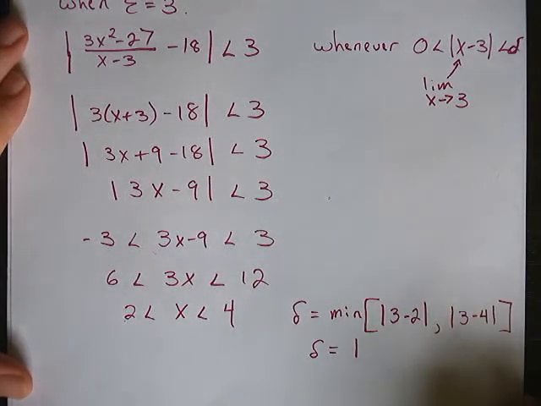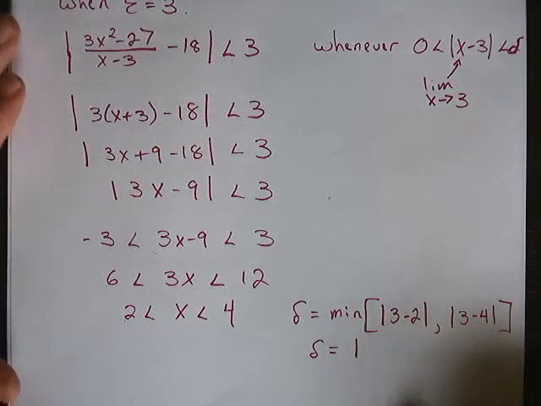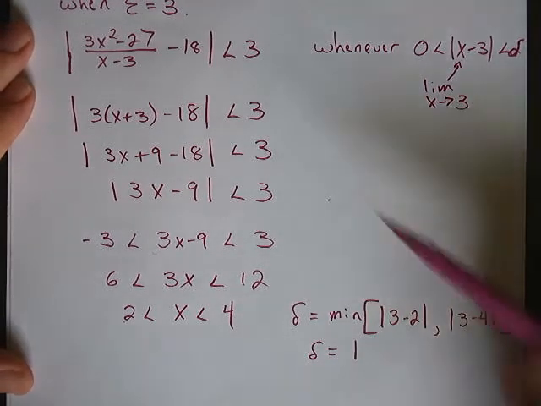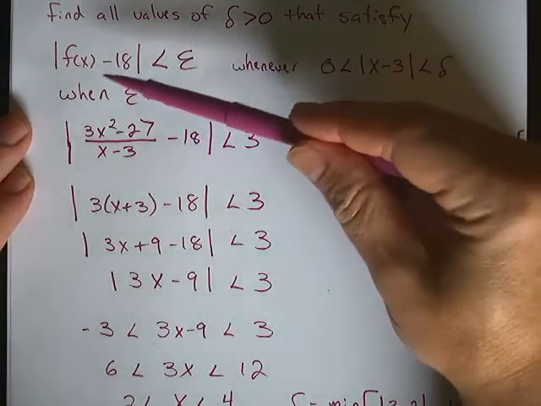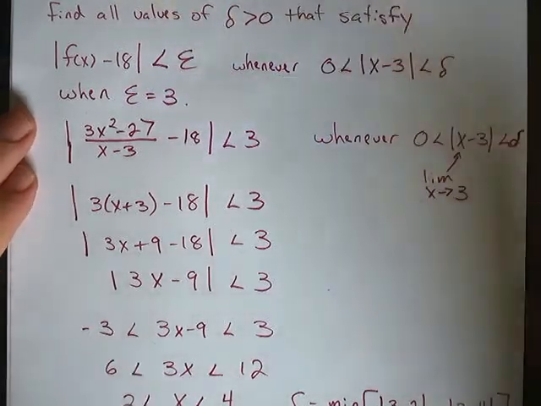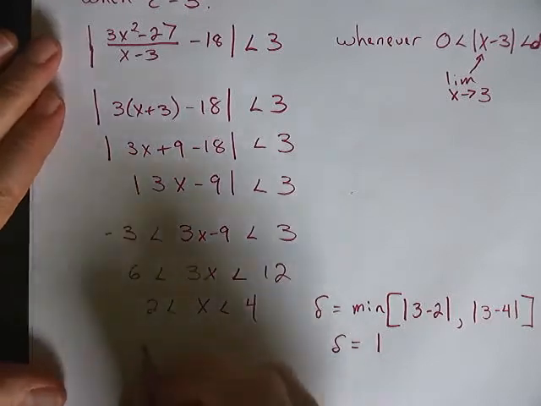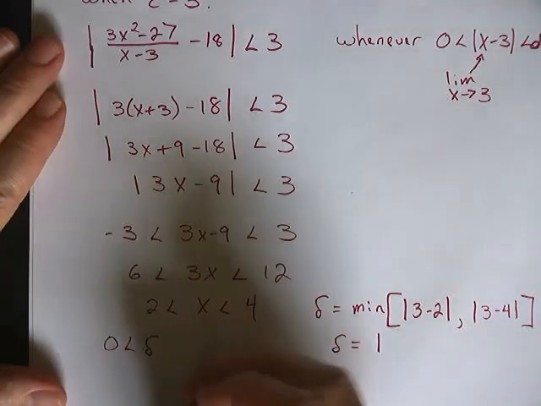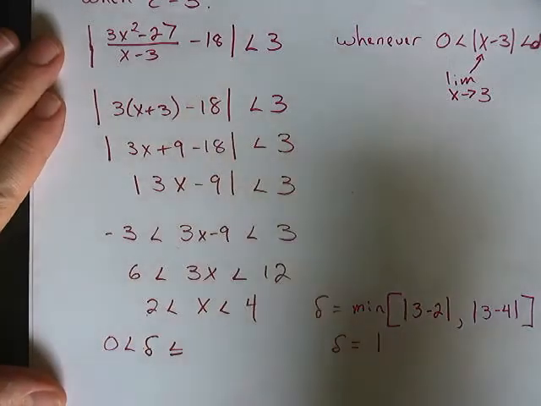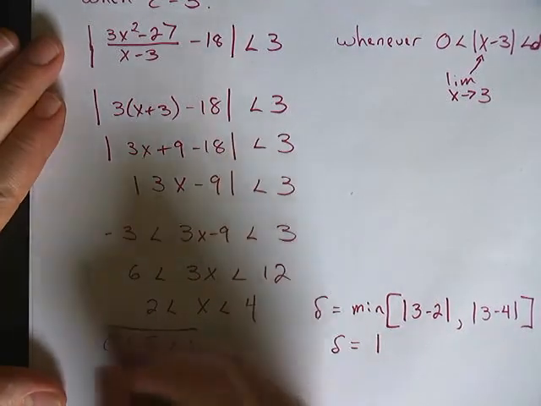So the range of values that would make this original statement true, the absolute value of f of x minus 18 is less than epsilon when epsilon is equal to 3, is this. Well, it's got to be greater than 0. Delta is always greater than 0. But it can be less than or equal to 1 to make that statement true.